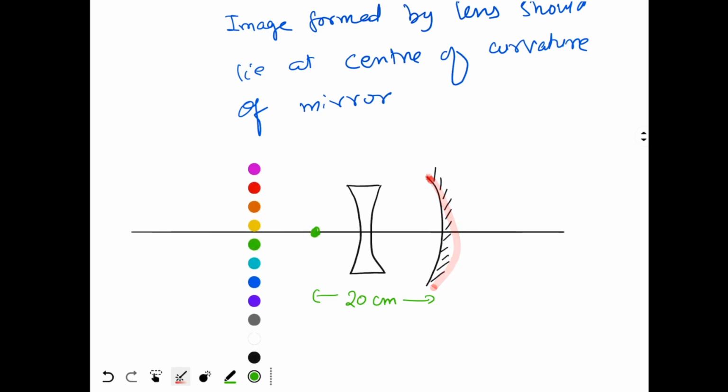Now I should place the object somewhere over here. This should be my object, such that when the light rays start from the object, after passing through the lens, they are deviated such that they go like this. Okay, light rays are coming from object, after passing through lens they are deviated in this manner. Now since this light is directly coinciding with the center of curvature of the mirror, it will retrace the path. So this light ray will come back along the same path.